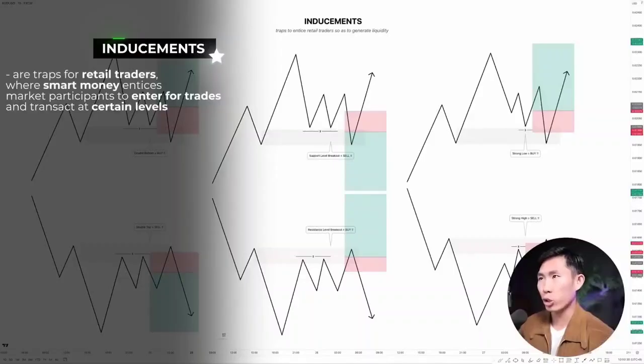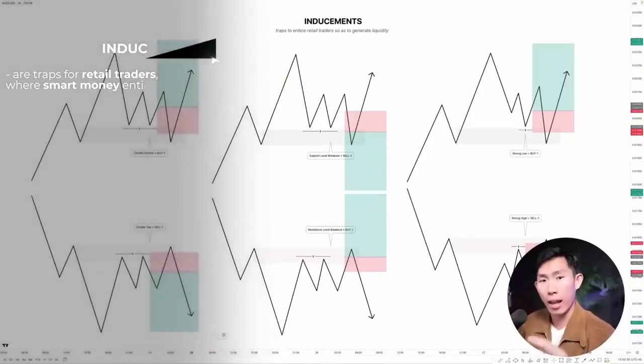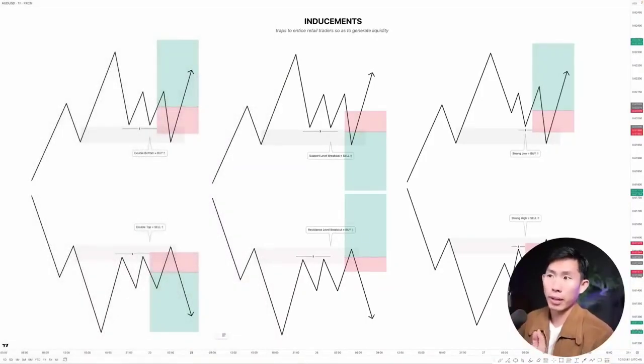Inducements are basically traps for retail traders where smart money entices market participants to enter trades and transact at certain levels. In this way, smart money is able to generate a large amount of liquidity in order to fuel their large positions. They basically entice retail traders by using obvious chart patterns like double top and double bottom, or support and resistance levels. Basically all these retail trading concepts, baiting them into entering the trade early.